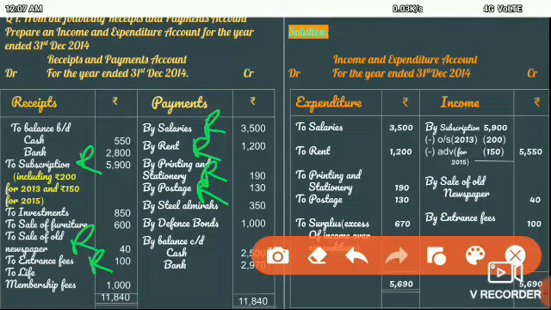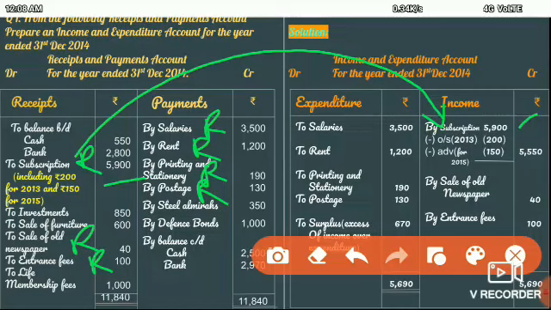So first of all, on the income side, we are going to take subscription, and then we write it as by subscription. The amount that was received during the year in cash is 5,900. So we are going to write here 5,900. Now we have to be careful about this amount because we cannot show the amounts of the other years. So we look at the additional information that is given to us.